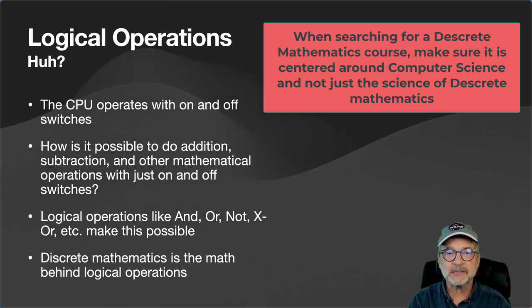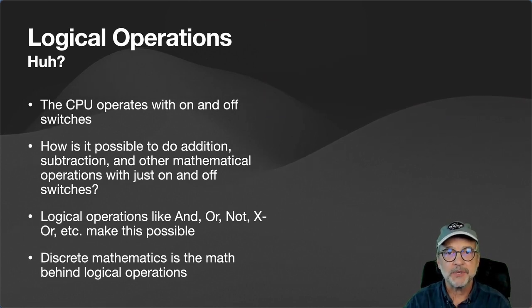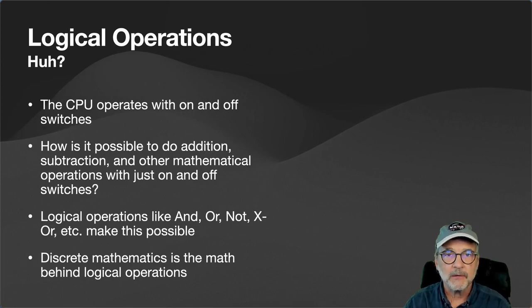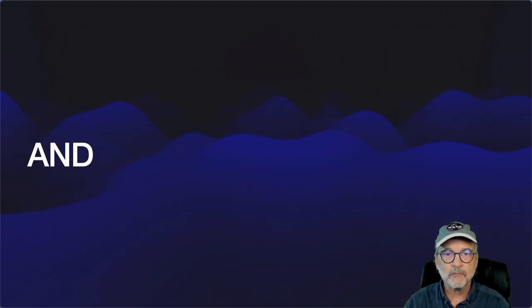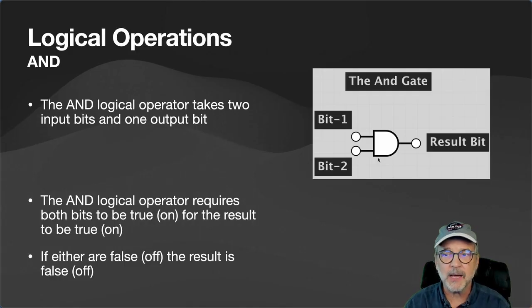So if you have a chance to take a course like that, I know the Great Courses has one. You can also probably find some stuff on YouTube. Great subject matter. We're not going to do it today, but what we're going to do is look at the results of what discrete mathematics gives us in implementing hardware and the CPU. So the first logical operator we're going to look at today is the AND logical operator.